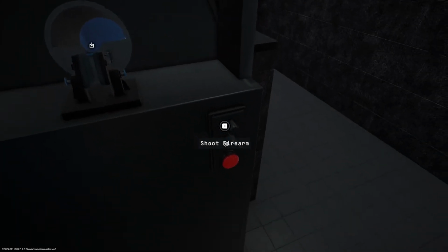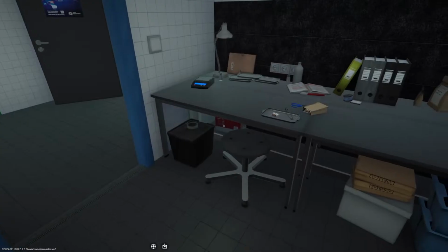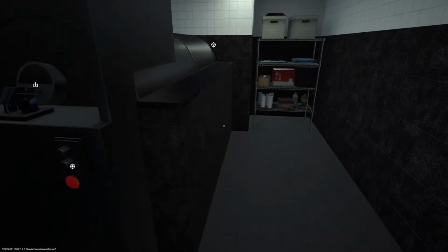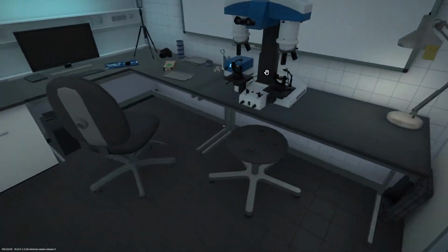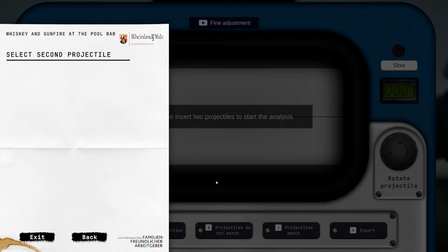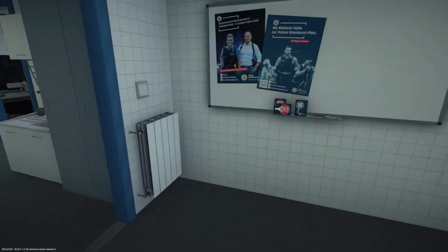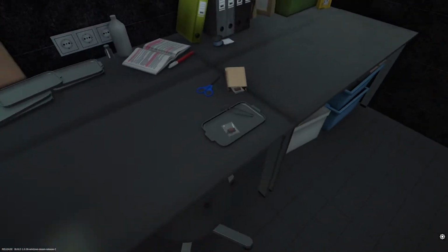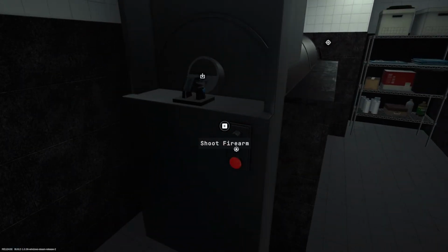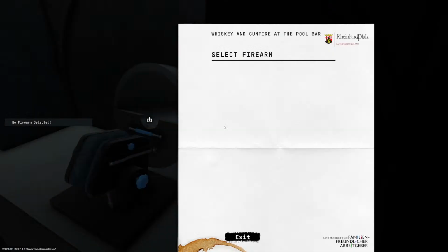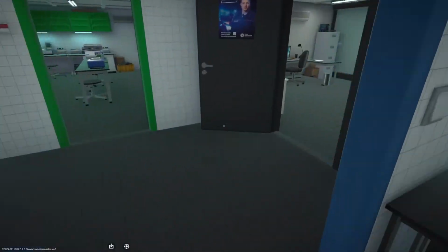Oh, we don't have the firearm. I forgot how to do this one. So we don't have the firearm. We have the projectile. So let's investigate that. Second projectile. Dang. Gotta be honest, I forgot how to do that. I think I got the ammo, right?